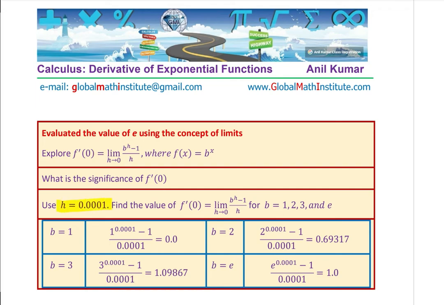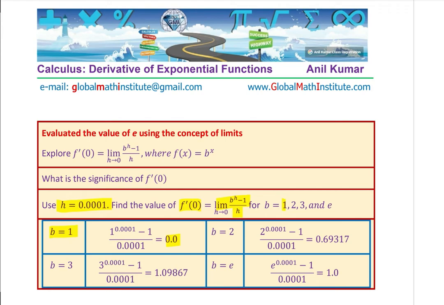So we did it for h equals 0.001, and definitely the value of the slope of the tangent at 0, which is defined as b to the power of h minus 1 over h, for different values of b. Well, of course, if I write b as 1, then this value is 0. That's a horizontal line. Well, b should not be 1, but we just took it for interest.